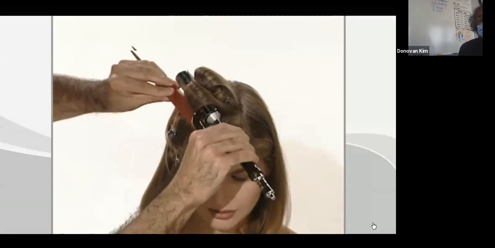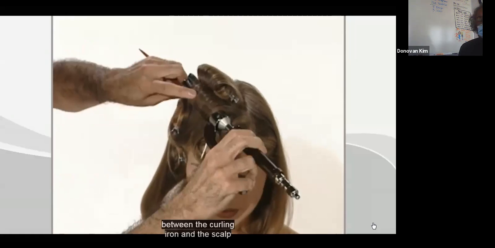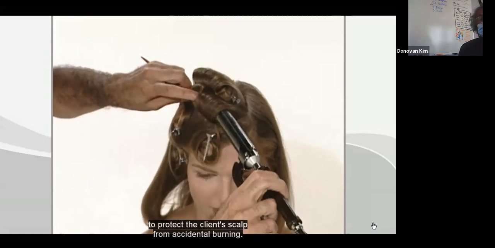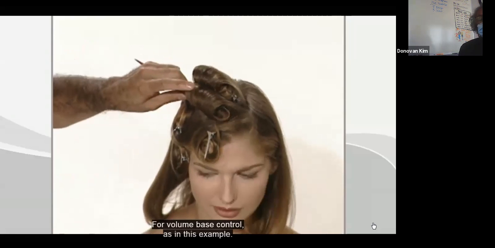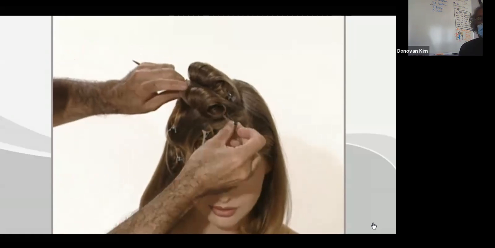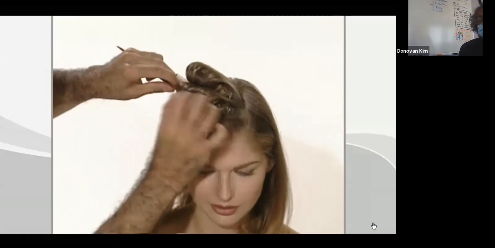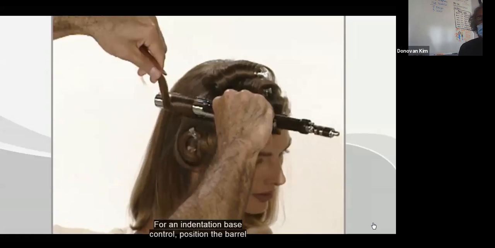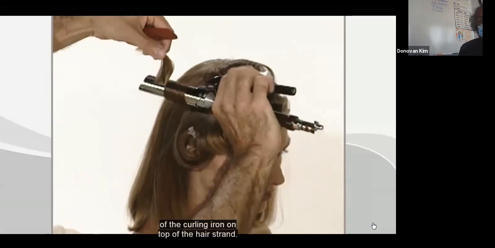A heat-resistant comb is positioned between the curling iron and the scalp to protect the client's scalp from accidental burning. For volume-based control, as in this example, the barrel of the iron is positioned underneath the hair. For an indentation-based control, position the barrel of the curling iron on top of the hair strand.